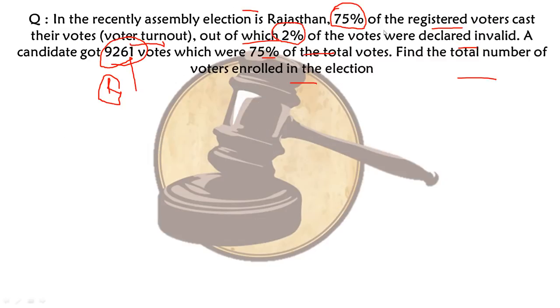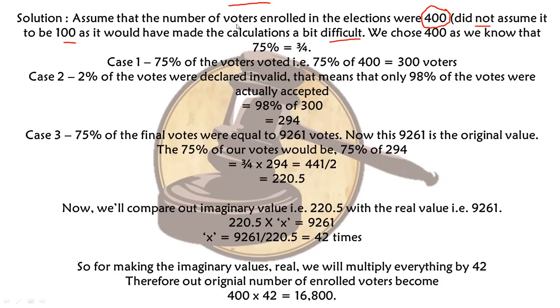Now remember that the first operation that we have to do is 75% of the registered voters cast their vote. So this was basically the voter turnout. So if you know, 75% is basically 3 by 4, right? So I selected 400 because it will be easily cancelable by 3 by 4, right? So this will come by practice, and you will not just understand it in the first question. Keep practicing and you'll understand what you should assume according to the question and what fits the best. Okay. So I assume that the number of voters enrolled in the elections were 400.